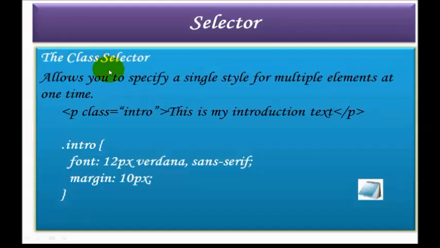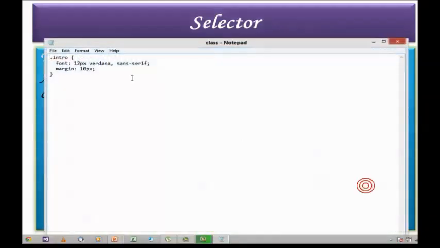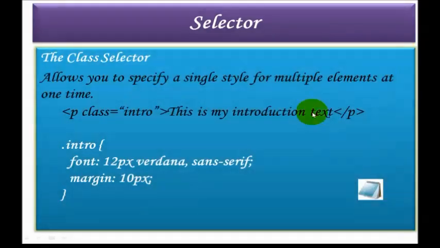The class selector, as we have already discussed, can be used for any number of elements. It's a reusable component, that's why it is called a class. You can write a dot and then intro, where you can use any identifier, followed by curly braces with a property and value. You can close it and save it as .css.